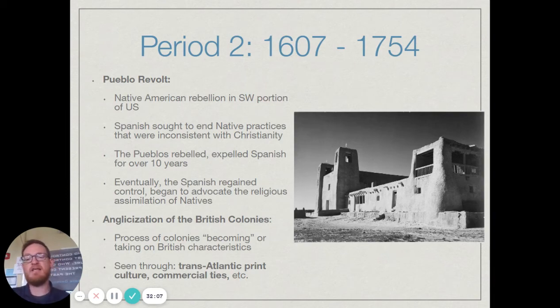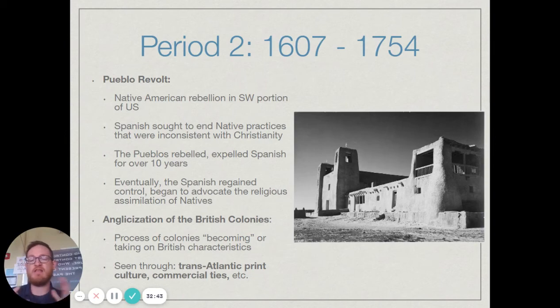Also, you're going to see the Anglicanization of the British colonies. I always struggle to say that word, but it is basically the process of becoming or taking on British characteristics. As more and more people started coming into the British colonies, you're going to see a distinctly American culture start to form here. That's why, between 1607 and 1775, there's quite a big separation between the Englishmen living here in the New World and those over in England.